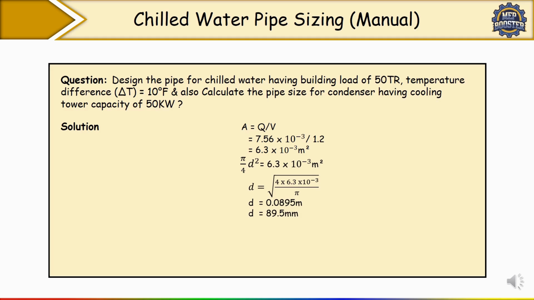Because 1 meter is equal to how much? 1 meter, how much millimeter? 1000. Correct? So you have to multiply by 1000. You will get 89.5 mm.